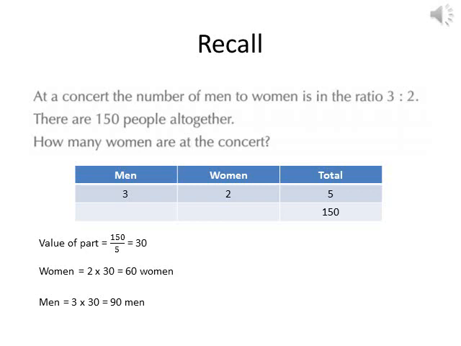to 30. And then he asked about the number of women. So the number of women is to multiply the ratio of the women times the value of part. So it's 2 in the ratio of women times 30, which is the value of part, which equals 60 women. And for extra mile, if you want to get the men number, it's 3 times 30 equals 90 men. And for checking your answer, remember to add the women and men together. You will find 60 plus 90 equals 150, so your answer is correct.